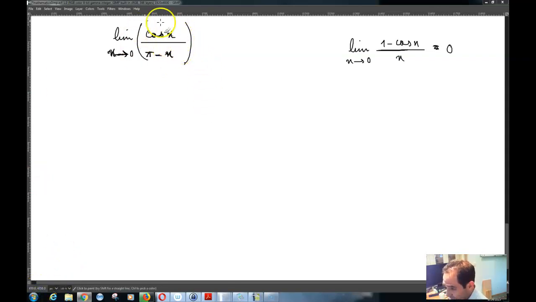Well, actually I forgot to evaluate the rational function at 0. So cos 0 is equal to 1. And pi minus 0 is basically pi. So this is 1 over pi.